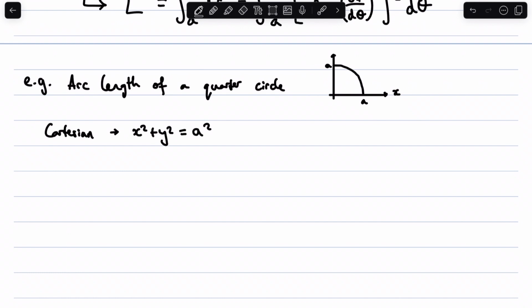So to cement this idea between Cartesian and polar coordinates giving the same integrals, we'll do the arc length of a quarter circle. And so you should know this is just going to be a quarter of the circumference, so 2 pi a, and so we're just going to have a half pi a as the arc length of our quarter circle. So for Cartesian coordinates, we have x squared plus y squared equaling a squared, therefore y is the square root of a squared minus x squared.